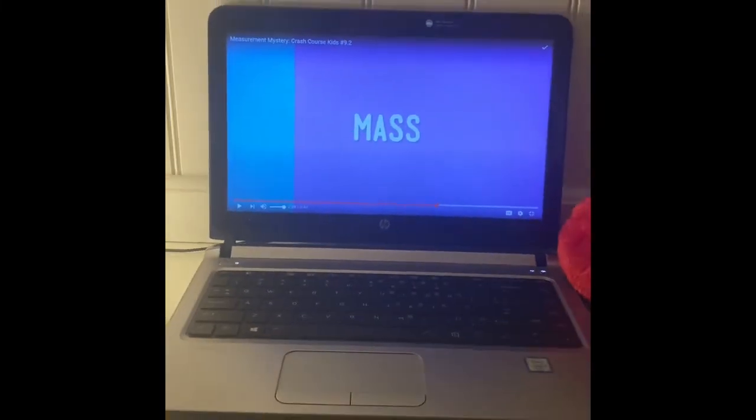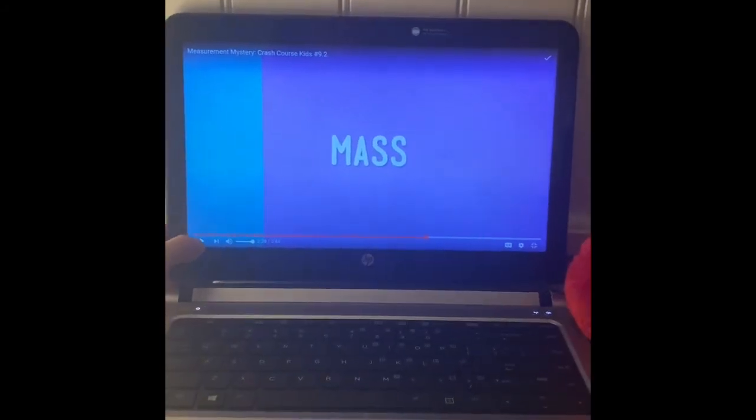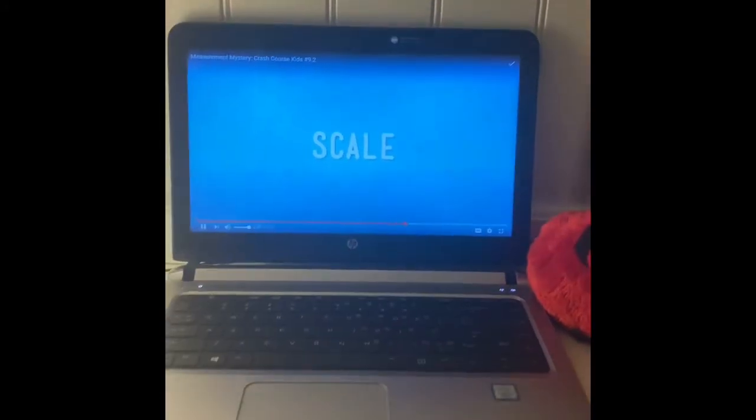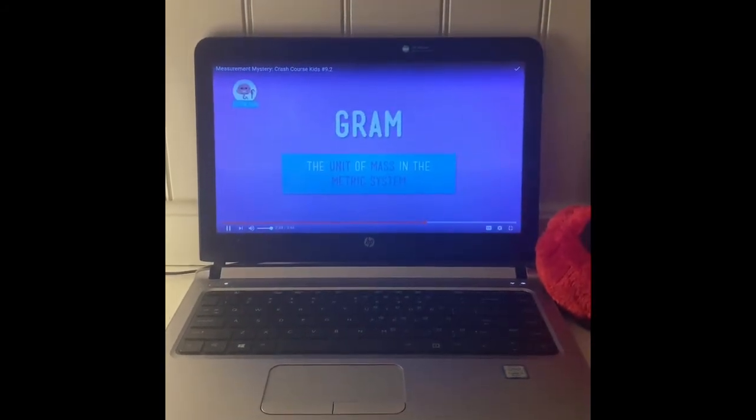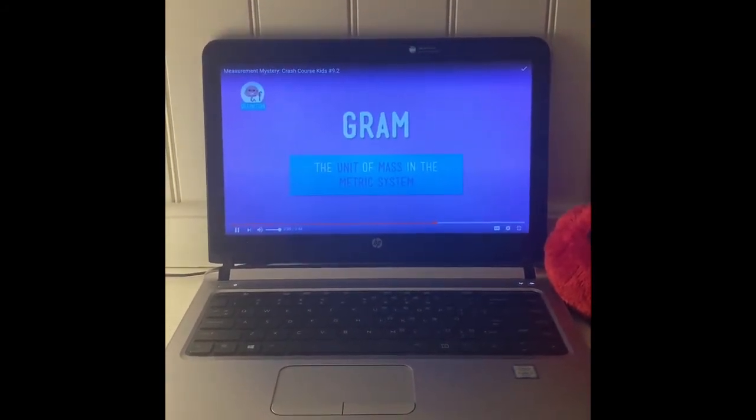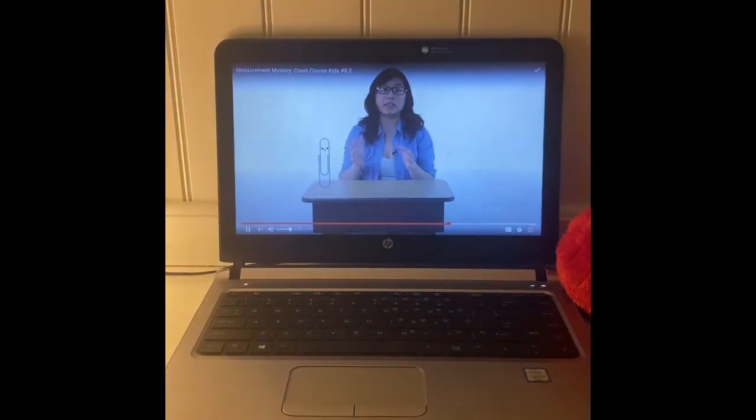Another way of saying that is weight, right? We've been talking about weight. To do this, we need a different tool, a scale, and we'll use a different unit too. In the metric system, the unit of mass is called a gram. A paperclip has a mass of about a gram.